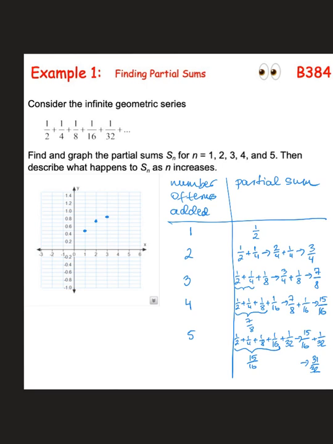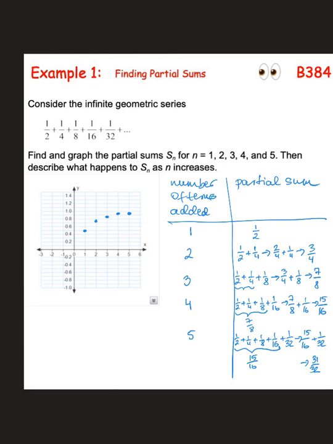The next one is 15/16. 15 divided by 16 is 0.9375. So if I'm adding up four terms, I get 0.9375. And 31/32 is the last one. If I find that, it is 0.96875.